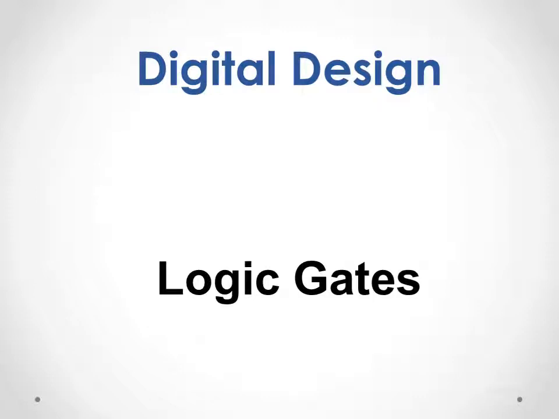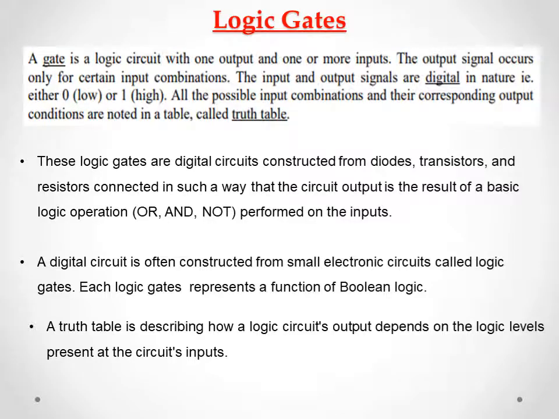Hi, in this video I am going to explain about logic gates. A logic gate is a logic circuit with one or more inputs and one output. The output signal occurs only for certain input combinations. The input and output signals are digital in nature, that is either 0 or 1. All the possible input combinations and their corresponding output combinations are noted in a table called a truth table.